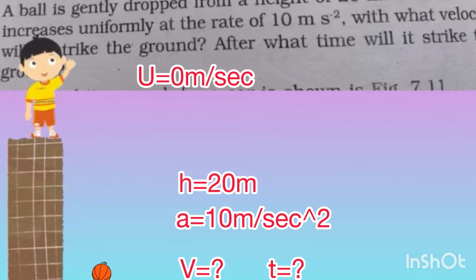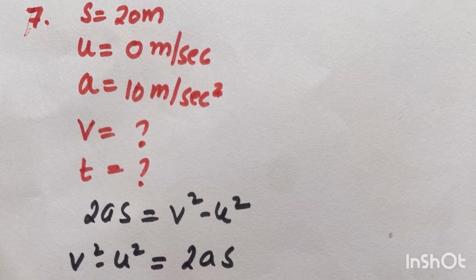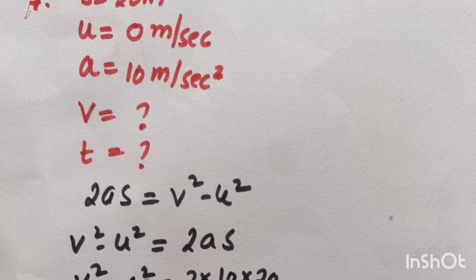So whenever an object is dropped from a height, its initial velocity is always 0. Acceleration is positive because velocity is increasing. In this question, we need to find the final velocity of the ball just before hitting the ground and the time taken for the ball to reach the ground. Now to find v, we can use the formula 2as equals v square minus u square.